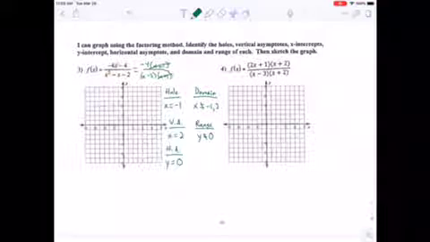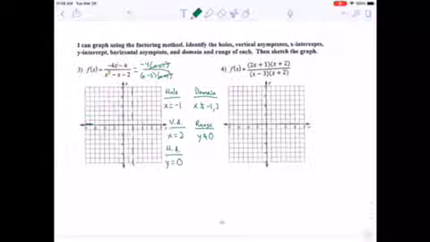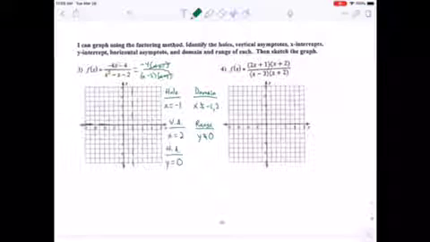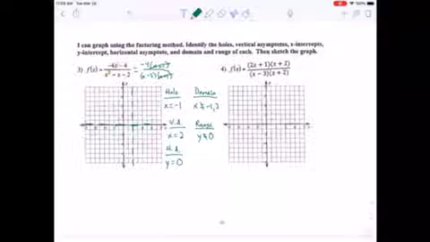Now let's graph our asymptotes. So x equals 2, y equals 0. Shade that a little bit darker so it shows up a little bit more. Okay, there they are. Now use your calculator to find some points.